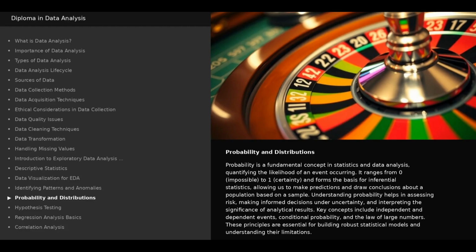Understanding probability helps in assessing risk, making informed decisions under uncertainty, and interpreting the significance of analytical results. Key concepts include independent and dependent events, conditional probability, and the law of large numbers. These principles are essential for building robust statistical models and understanding their limitations.